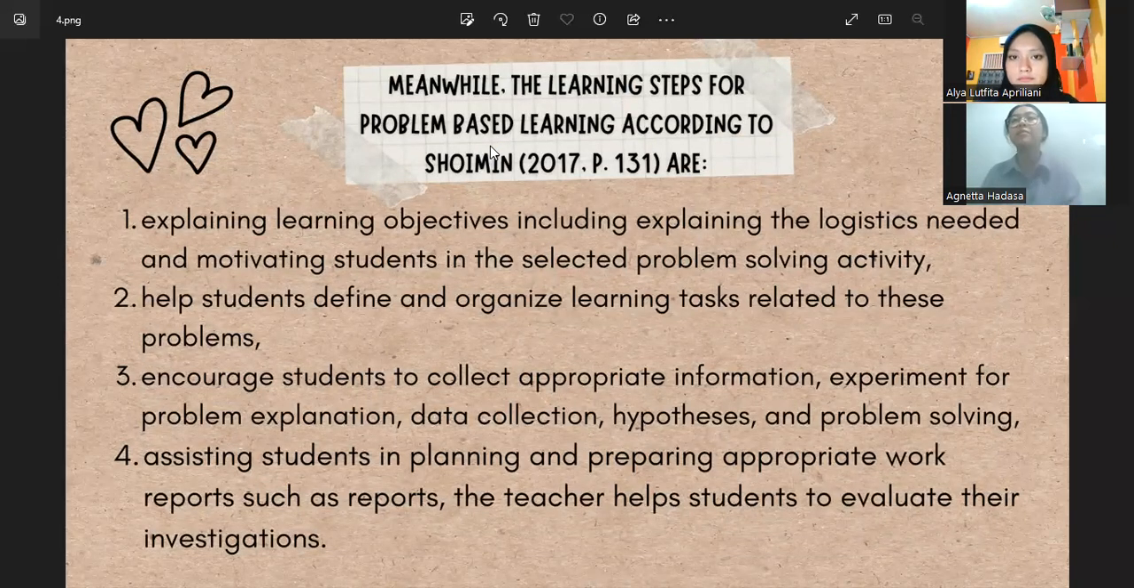Meanwhile, the learning steps for problem-based learning, according to Soimin, are: the first one is explaining learning objectives, including explaining the logistics needed and motivating students in the selected problem-solving activity. The second is to help students define and organize learning tasks related to these problems. The third one is to encourage students to collect appropriate information, experiment for problem explanation, data collection, hypothesis, and problem solving. The last one is assisting students in planning and preparing appropriate work, such as reports. The teacher helps students to evaluate their investigations.